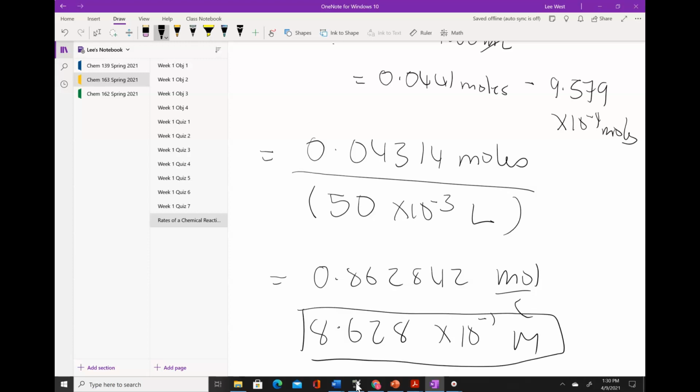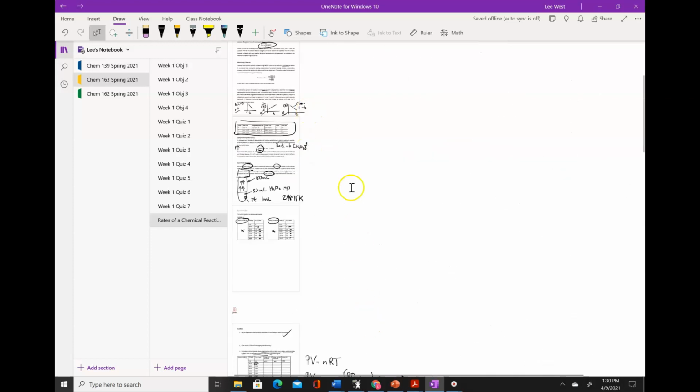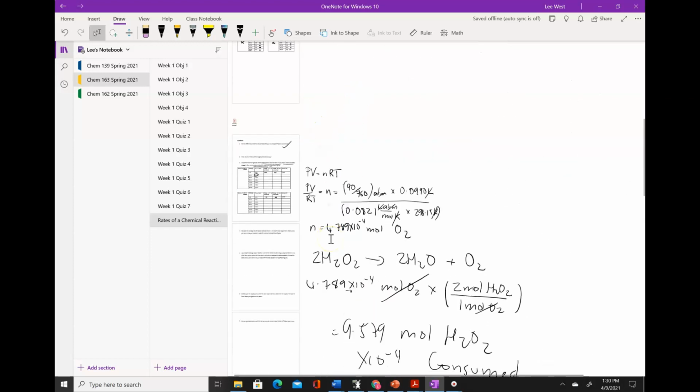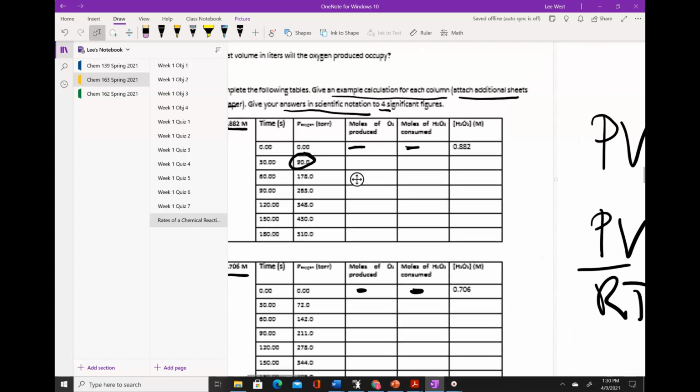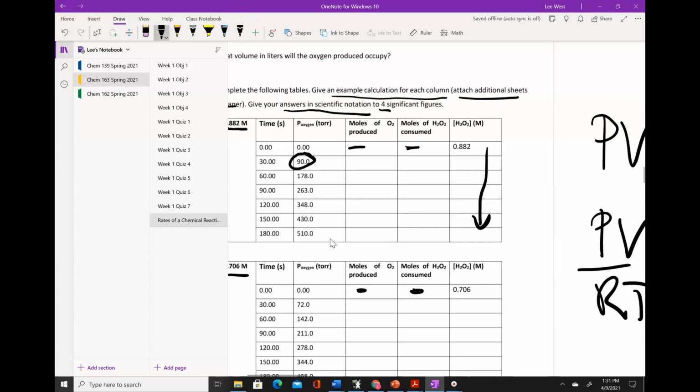So the molarity is going to go down. As we go down that table, it's going to get less and less and less, right? As we go down here, right? And this is just going to get less and less as we go down. Now, I've got to do that a bunch of times.